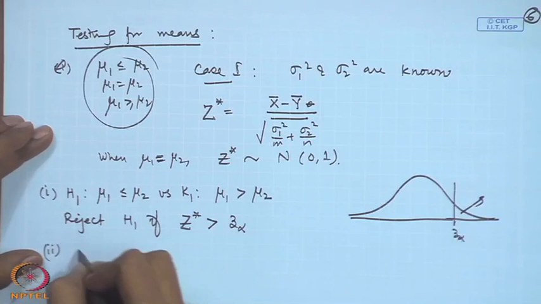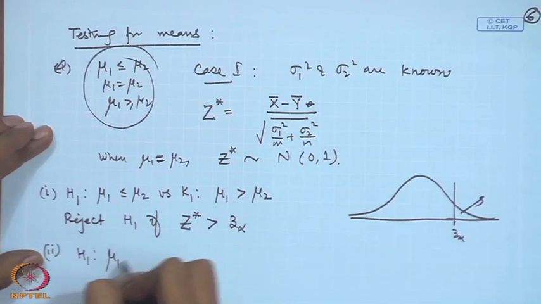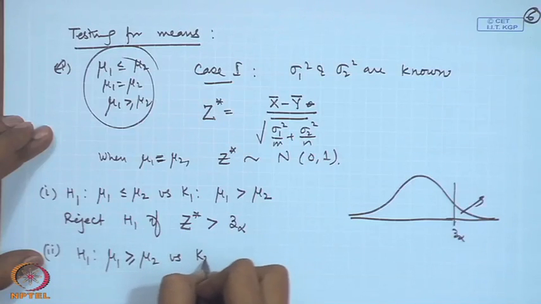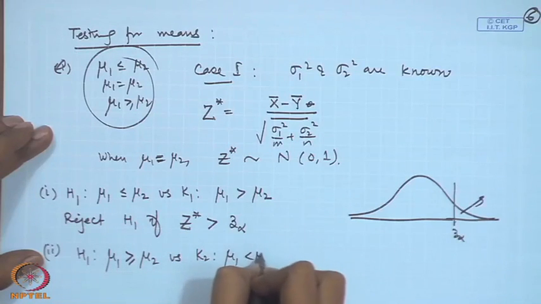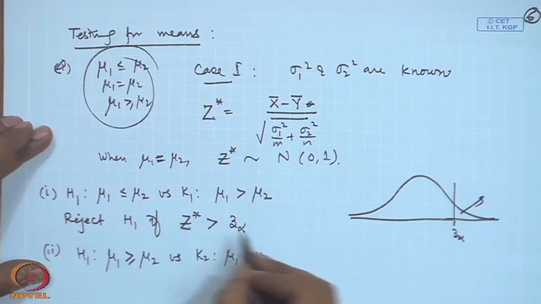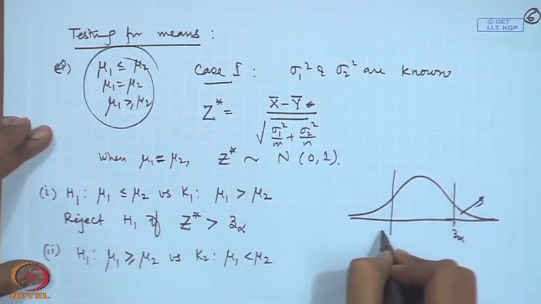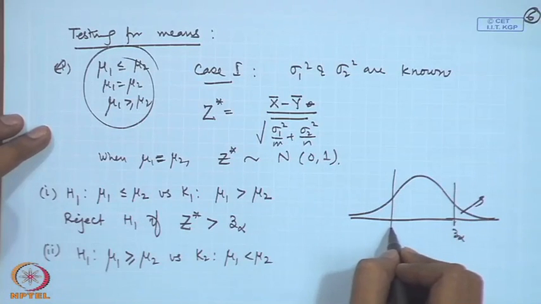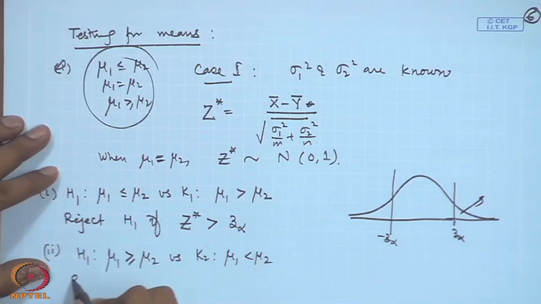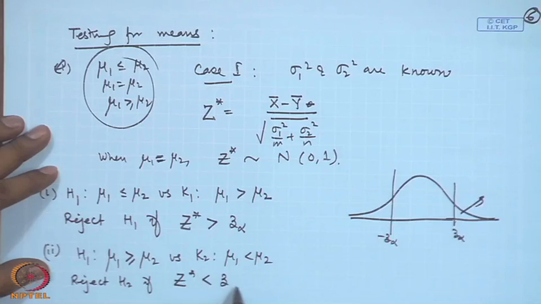In the second case, here we will be rejecting for the small values of z star. Now, if we consider the small values, then on the left hand side we can consider z 1 minus alpha, which is equal to minus z alpha. So, the rejection region will be reject h 2 if z star is less than minus z alpha.